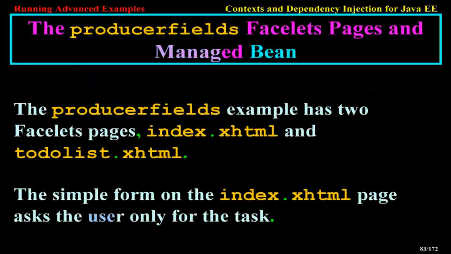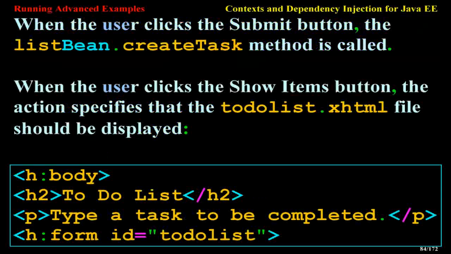The producer fields example has 2 Facelets pages, index.xhtml and todolist.xhtml. The simple form on the index.xhtml page asks the user only for the task. When the user clicks the submit button, the ListBean createTask method is called.